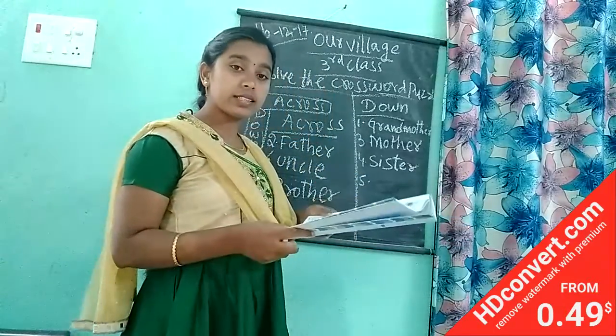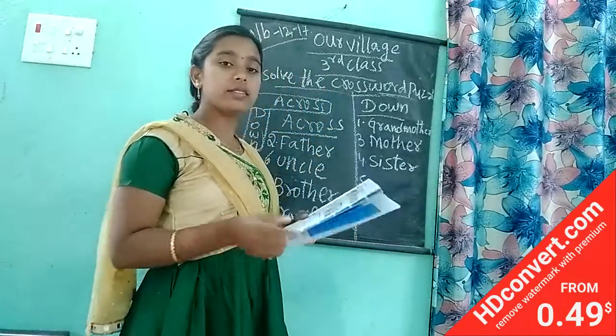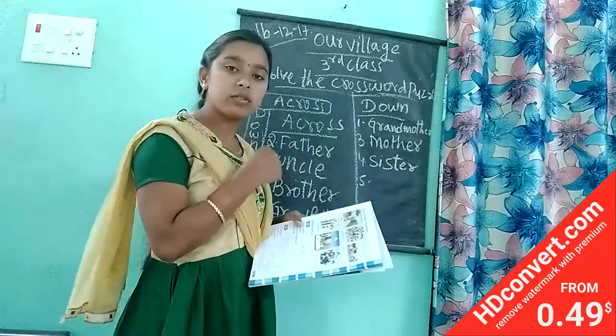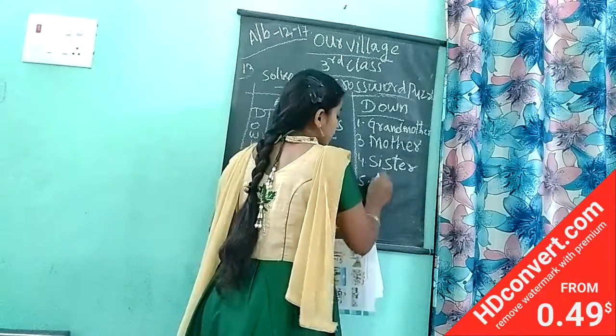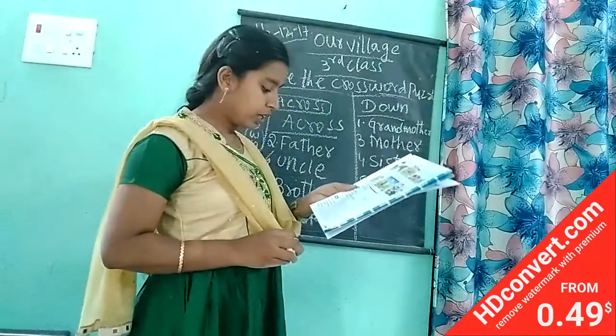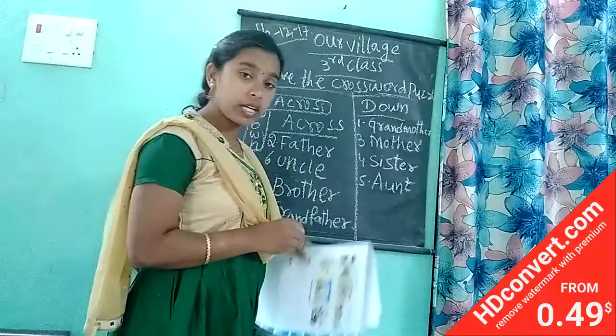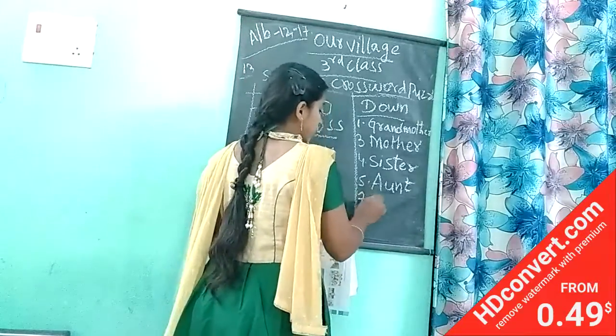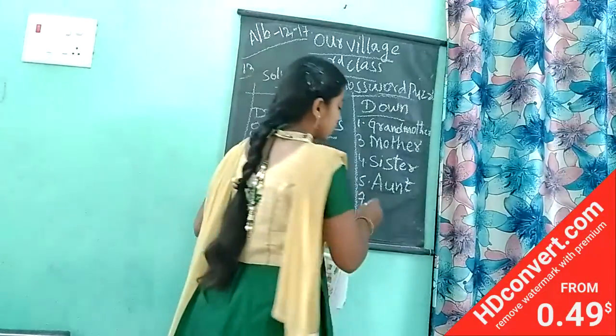Your father's sister. What is our dad's sister to us? She is an aunt. Next, seventh one. Your aunt's child. What are our aunt's children to us? They are called cousins.